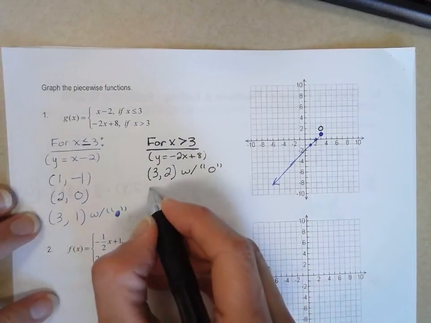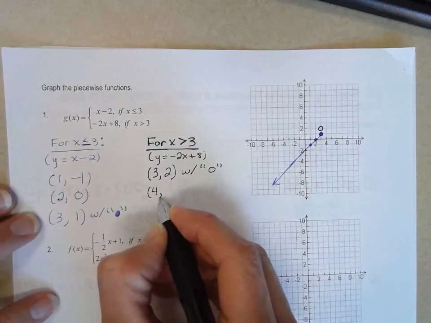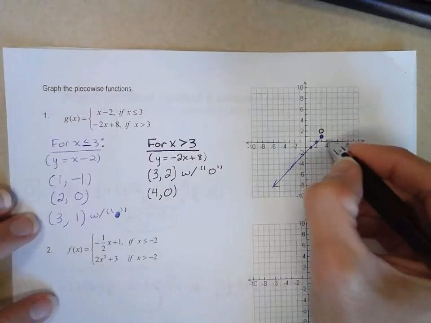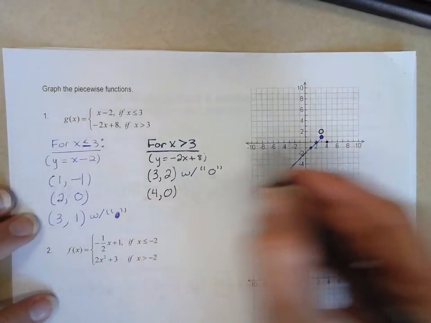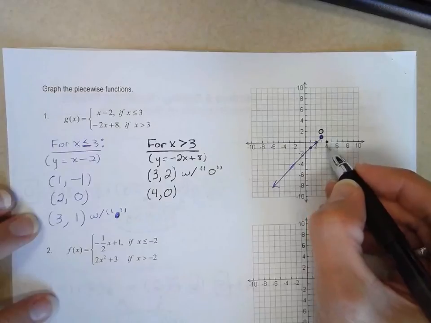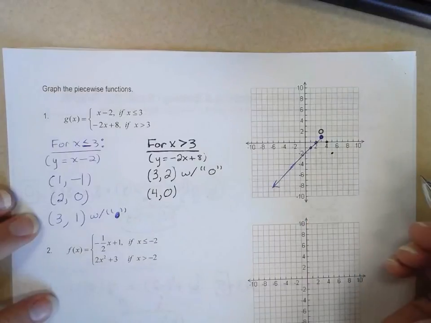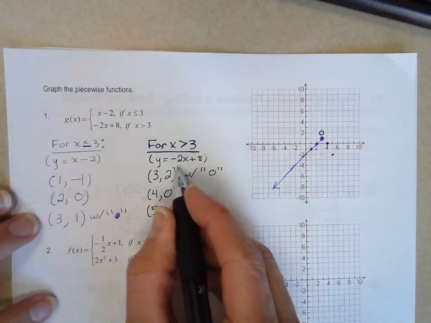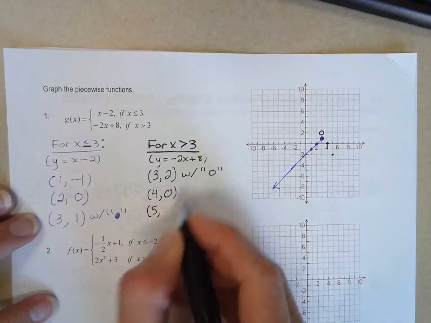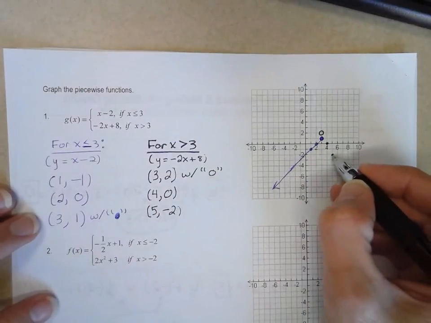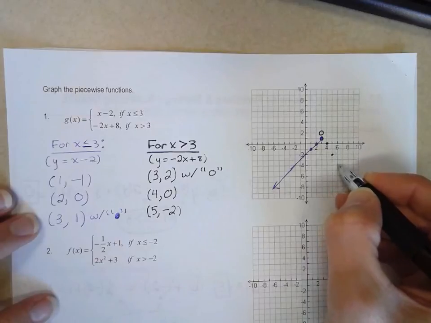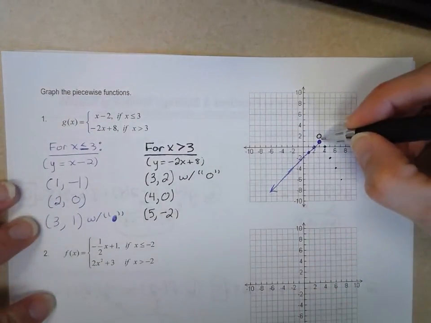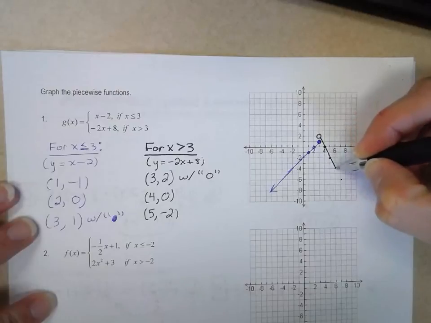Now I want to pick values that are greater than 3. So maybe something like 4. Negative 2 times 4 is negative 8 plus 8 is 0. So I get 4, 0. And I can also see that from my slope. My slope was down 2 over 1. And I could continue to count down 2 over 1. That's the same value I would get if I subbed in 5. Negative 2 times 5 is negative 10 plus 8 is negative 2. So here I am at 5, negative 2. And I could keep going down 2 over 1, down 2 over 1. So we can continue in that way to get more points on the line.